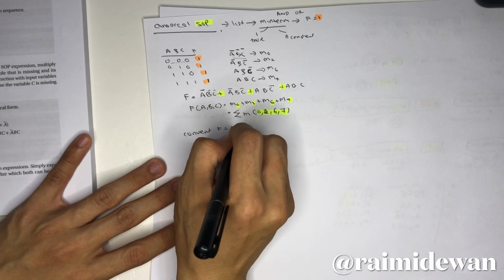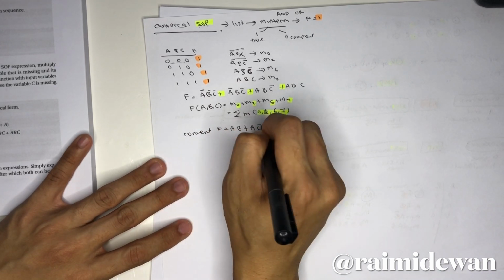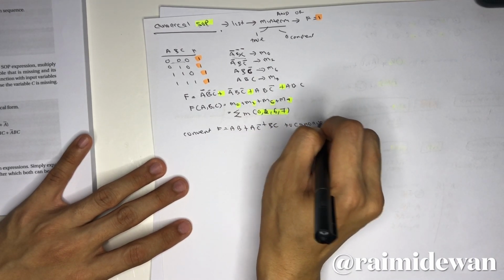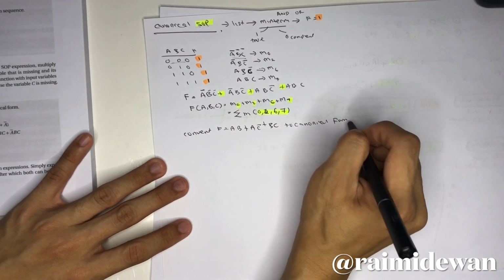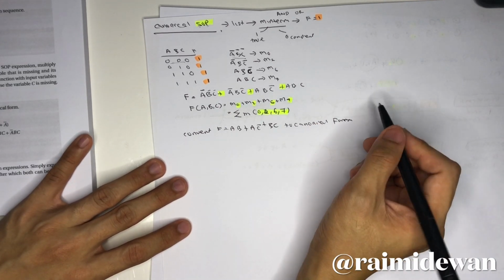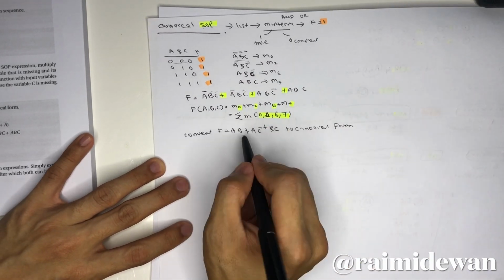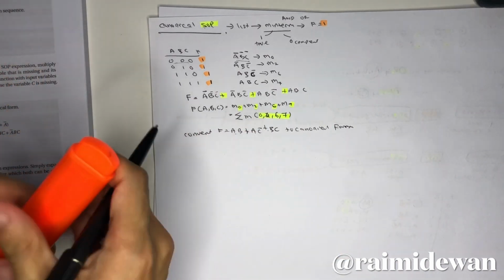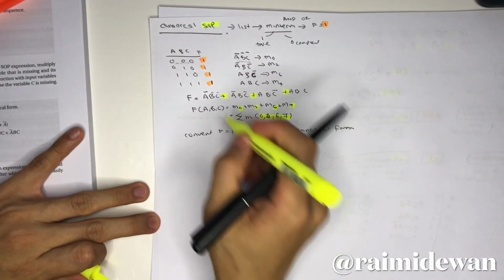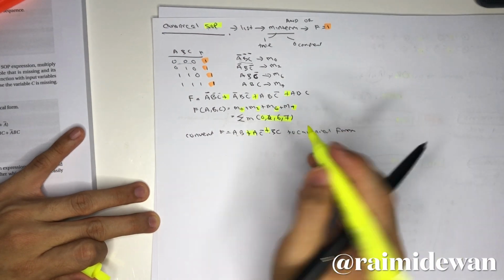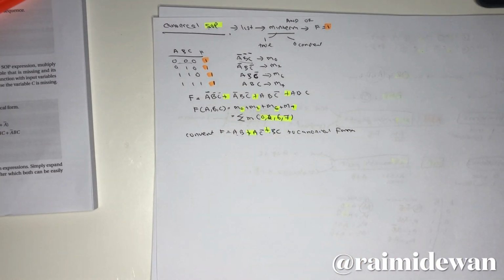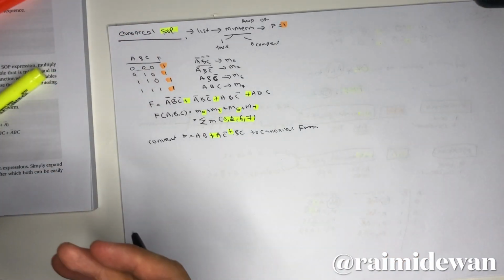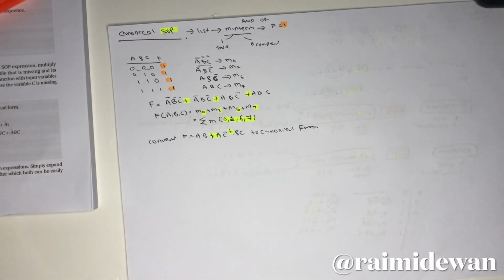F equals AB plus AC bar plus BC, okay, to canonical form, okay? Sometimes it doesn't mention canonical sum of product or canonical product of sum, but here you can clearly see it's a sum of product, okay? Now, before we even try to simplify, let's try to derive the canonical form.